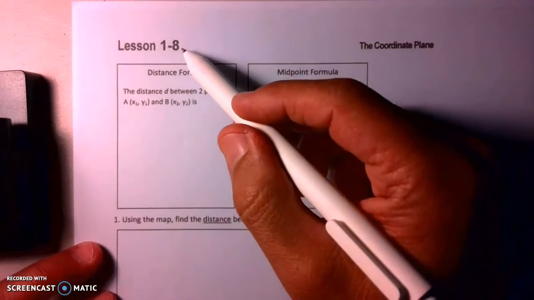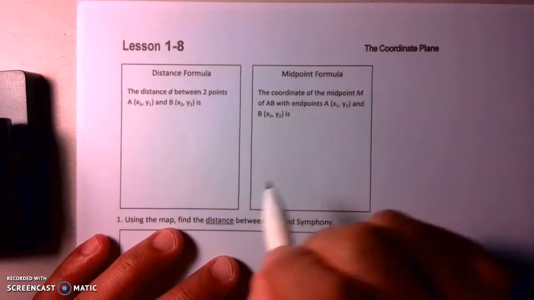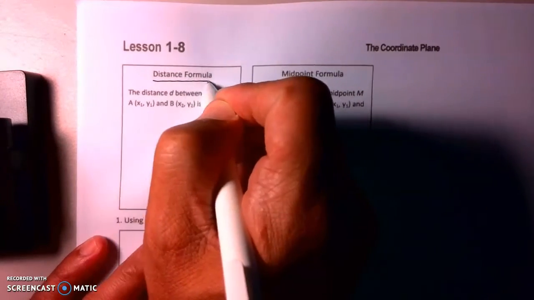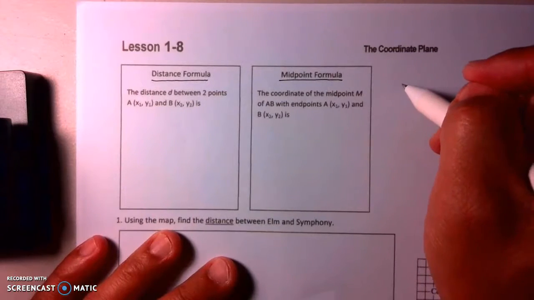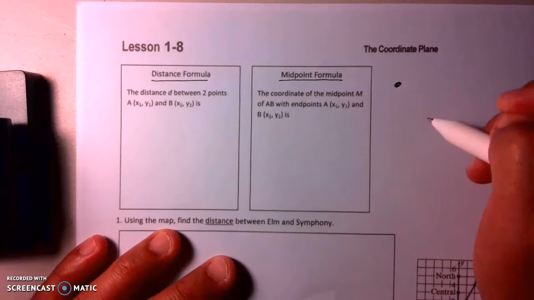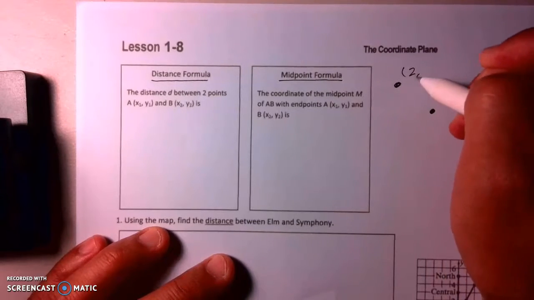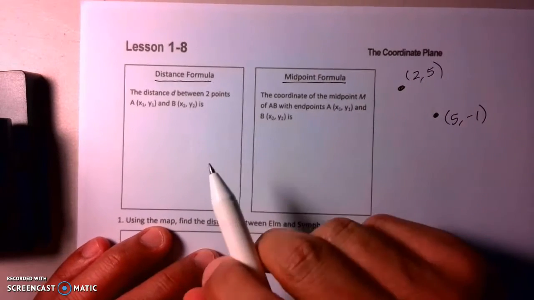Okay, here are the notes for lessons 1-8, the coordinate planes. Essentially, there's going to be two formulas in this lesson. There is one called the distance formula and one called the midpoint formula. Basically, we are going to be on graph paper. You're going to have 2 points. I'm just making up numbers here. Let's say this is 2, 5, and let's call this 5, -1.